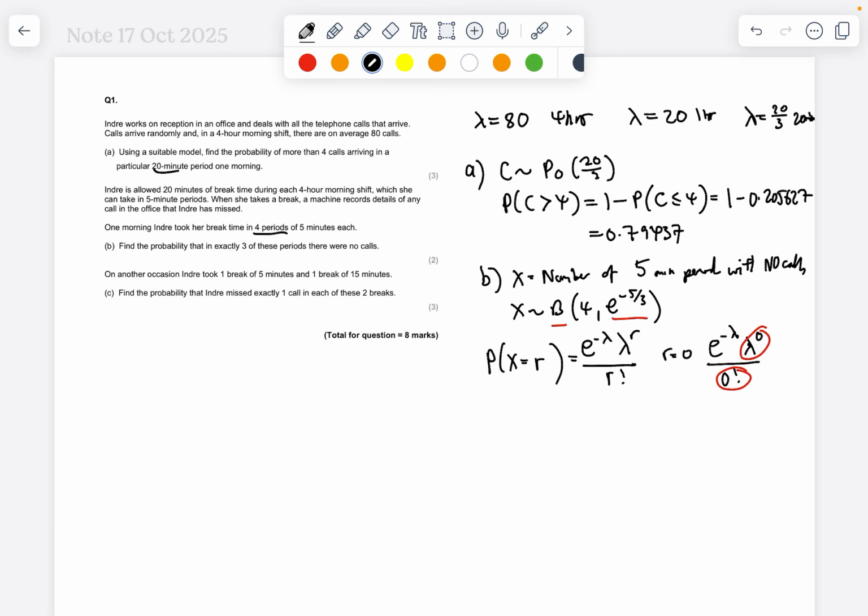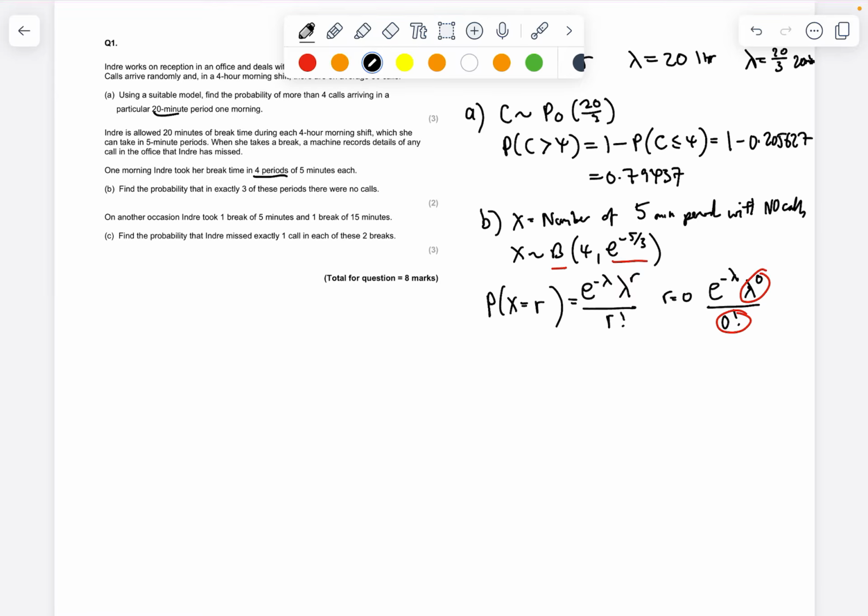Okay, so now all we've got to do is use our calculators, and for a binomial PD, x equals 3 gives 0.0218625, or to 3 sig figs, 0.0219. Okay, so now on another occasion, Indra took 1 break of 5 minutes and 1 break of 15 minutes. Find the probability that Indra missed exactly 1 call in each of these 2 breaks.